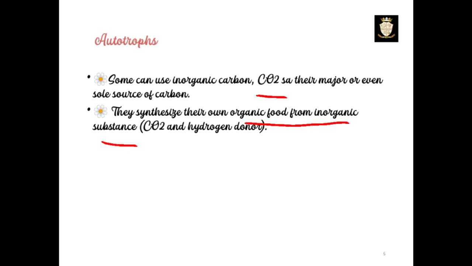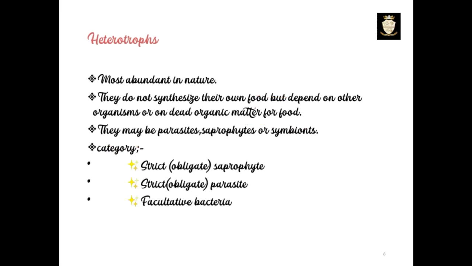Those are the autotrophs. Then the heterotrophs, most abundant in nature, do not synthesize their own food. They depend upon other organisms, and they may be parasites or saprophytes. And the heterotrophs are again classified into three, that is obligate saprophyte, obligate parasite and facultative bacteria. These are the three categories including the heterotrophs.